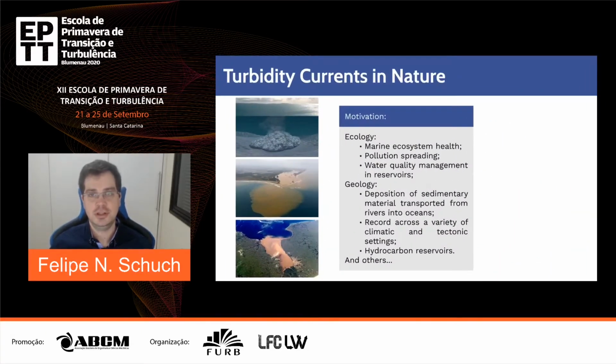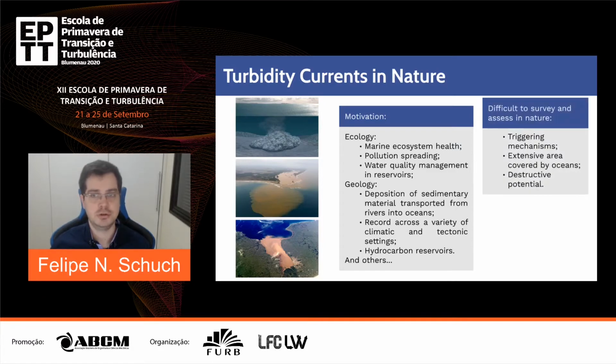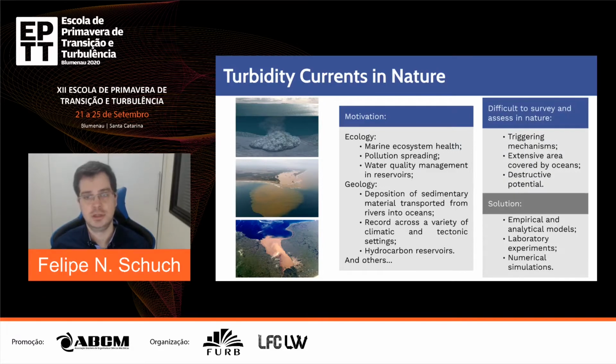So a dense current is a flow driven by difference in density, and in nature or in the ocean, this difference can be due to temperature, salinity, turbidity, concentration, or a combination of them. However, they are very difficult to observe in nature, so the study of this flow has been done with simplified models, laboratory experiments, and numerical simulations.